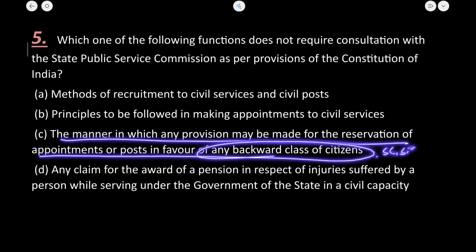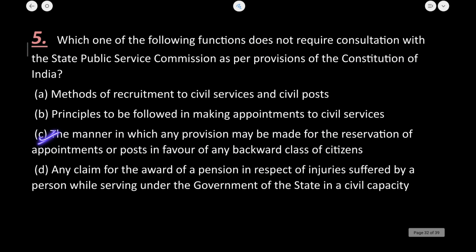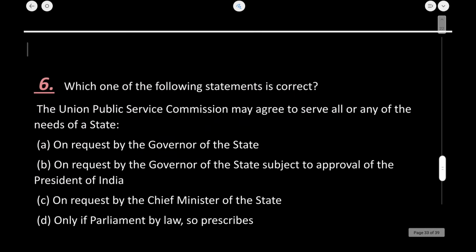Now, this exception was also there in the UPSC case. Also, this exception is there in the case of state PSC. So, this question is going to be easy for you now. Okay, C is the correct answer. Let's now see the next question.